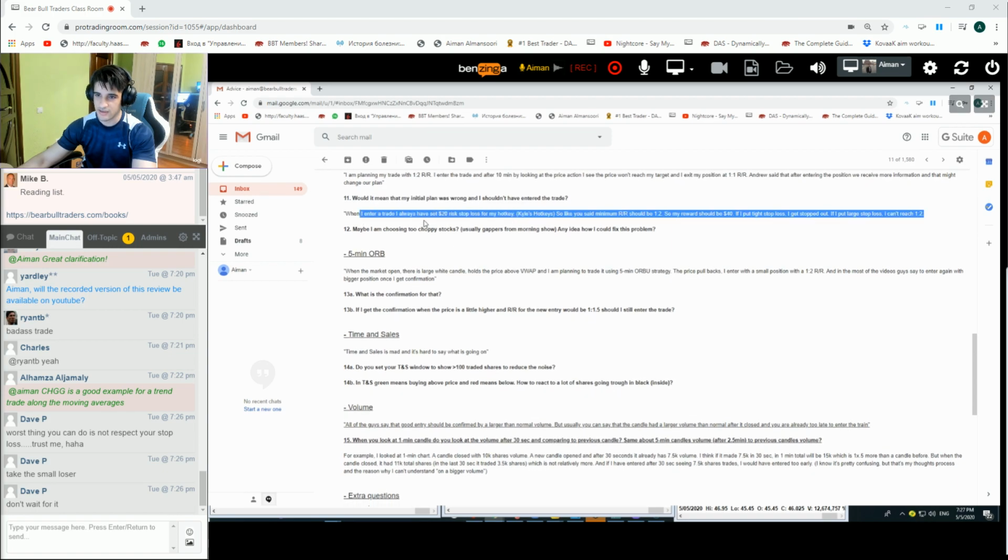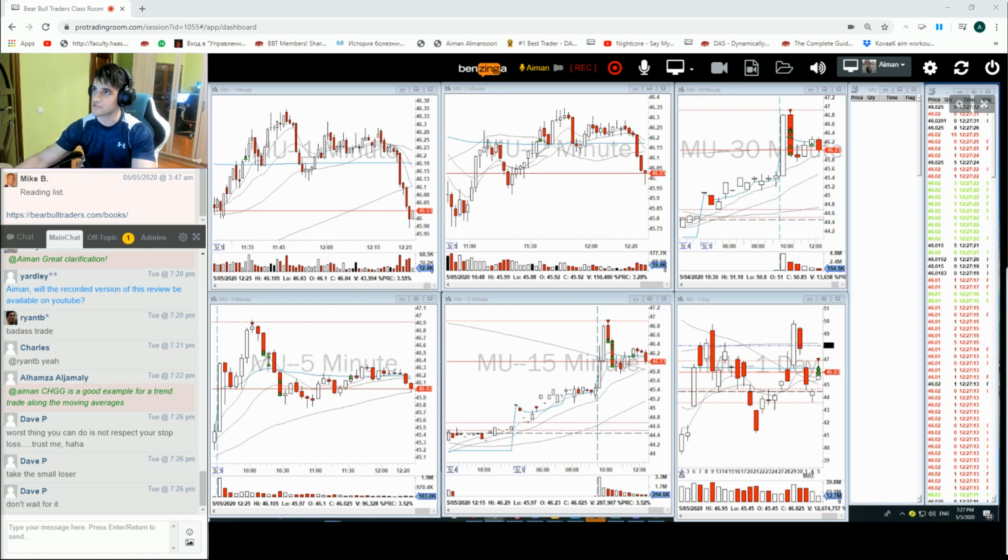When I enter a trade, I always set a $20 risk stop loss. So like you said, minimum risk to reward should be 2-to-1. My reward should be $40. If I put a tight stop loss, I get stopped out. If I put a large stop loss, I can't reach 2-to-1. Now this comes to the importance of a good entry.